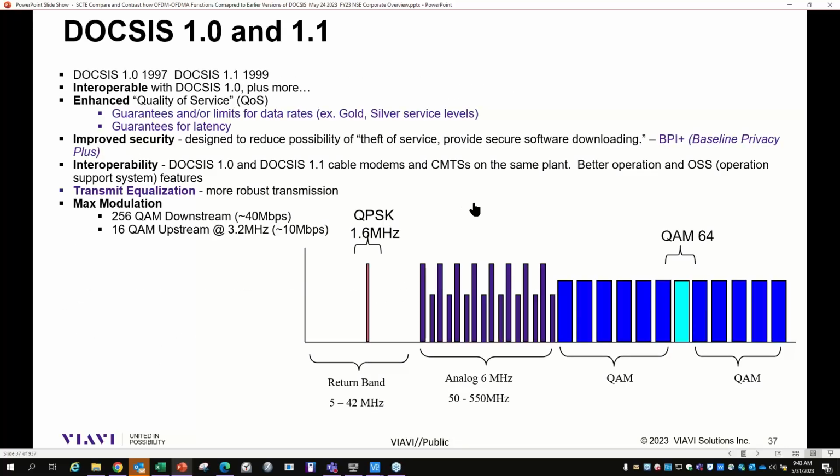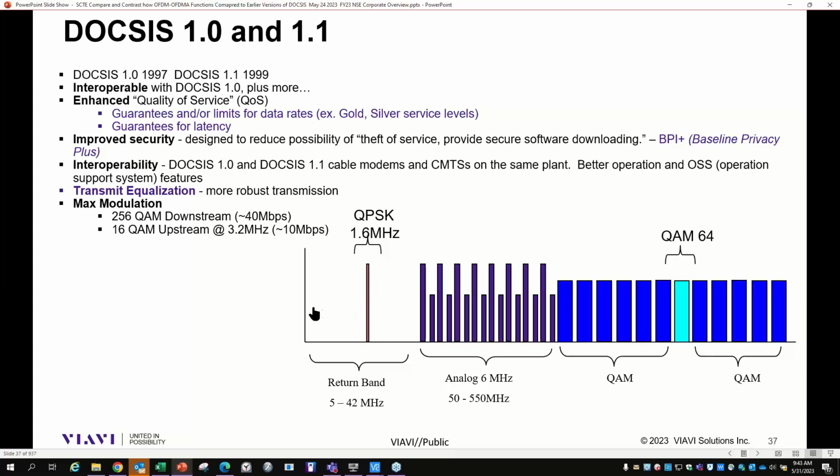So let's talk about where we were in the past. Obviously, we're already in the future. Back in 97 to 99, there was a single carrier, one single QAM carrier on the downstream, and the type of modulation that we've chosen over the years. Why did we choose QPSK? It was very robust.